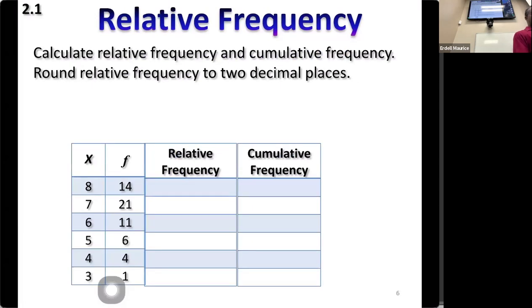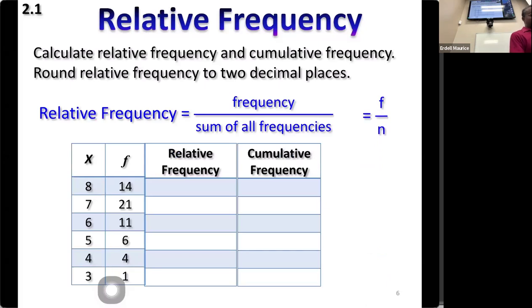So the cumulative frequency on the first class is going to be 14. And the next class, the cumulative frequency is going to be the sum of these two. 14 plus 21 is going to be 35. The next one is going to be 14 plus 21 plus 11, which gives us 46. That's just it. You're accumulating frequency as you go. Now, the next frequency is 6, correct? What's 6 plus 46? And so the next one is going to be 52. What's 52 plus 4?